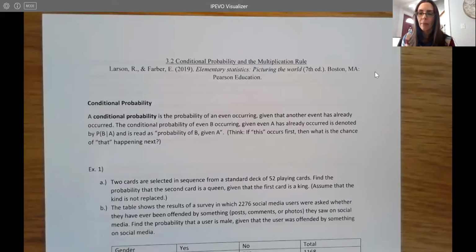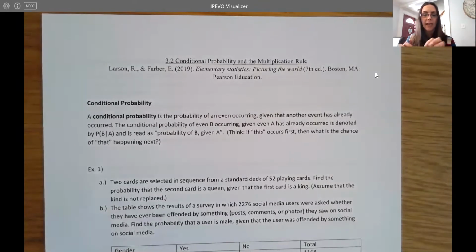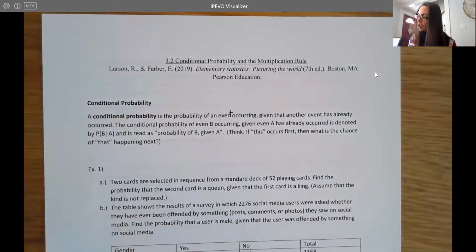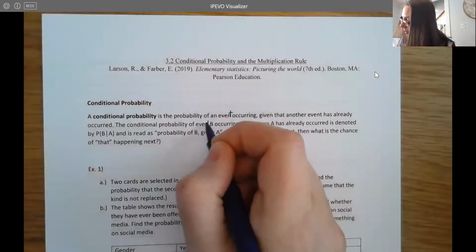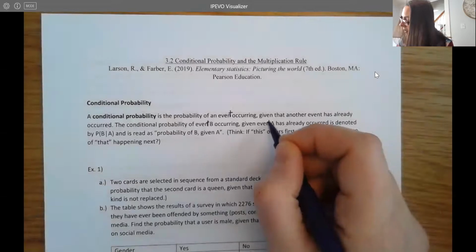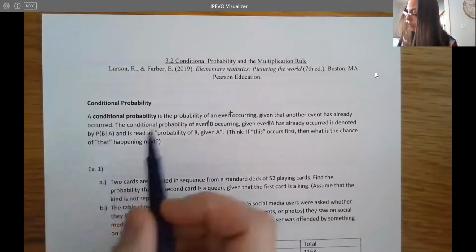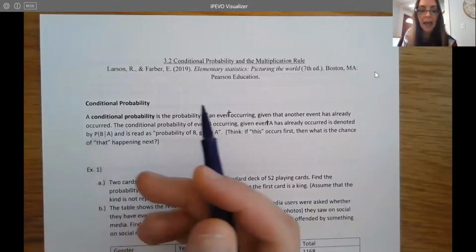We're going to talk more about probabilities today, as well as conditional probabilities and the multiplication rule. So first, what is a conditional probability? A conditional probability is the probability of an event occurring given that another event has already occurred. The conditional probability of event B occurring given event A has already occurred is denoted by this notation here. So it's read as the probability of B given A.